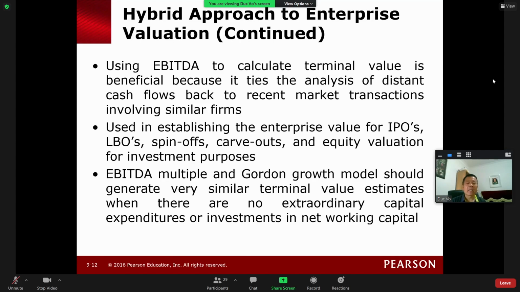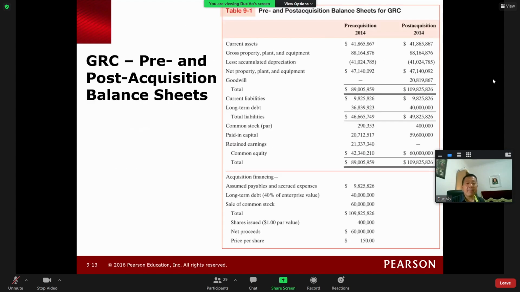It means that you group all the companies which are comparable to the company when you want to do the EBITDA multiple, right? So this is just some numbers from this example when they show you all the balance sheet pre-acquisition and post-acquisition, and we might need to use some of the numbers from here in our illustration in a future slide.